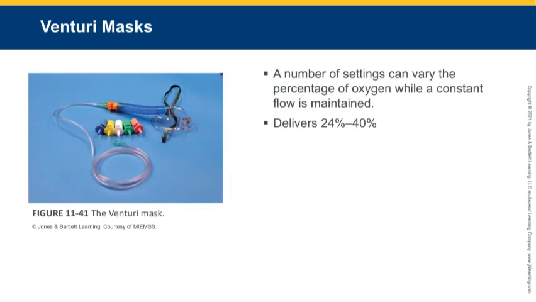The Venturi mask is a specialized oxygen delivery device that allows for precise oxygen concentration adjustments, making it ideal for patients with chronic respiratory conditions, such as COPD. This mask uses interchangeable adapters to deliver 24% to 40% oxygen, depending on the selected setting. The constant airflow ensures a stable oxygen concentration, even when the patient's breathing pattern changes.